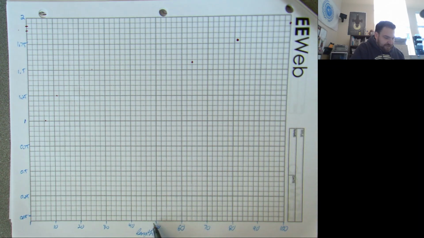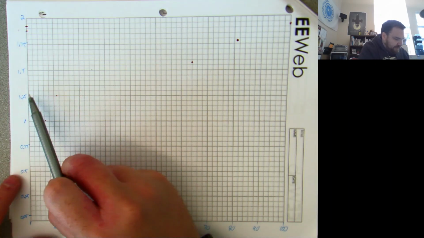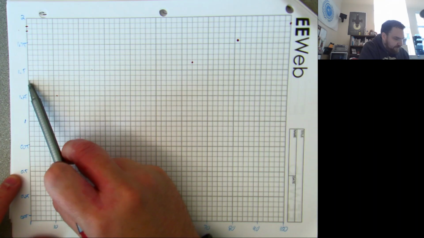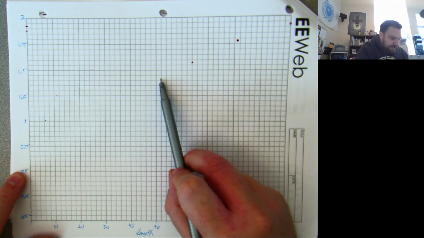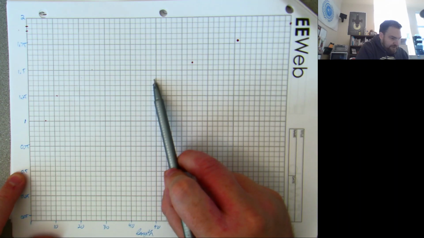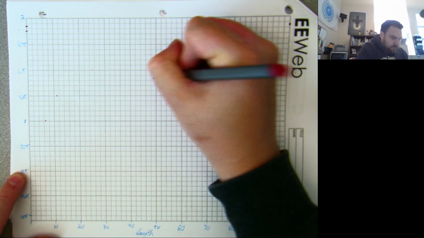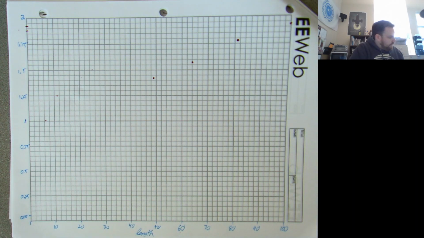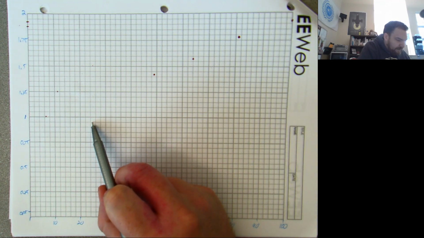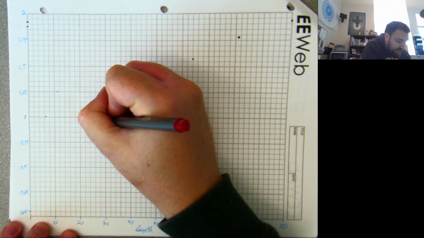1.42 and 49, so 49 is going to be halfway between 48 and 50. And then 1.42 is going to be, that's 1.25, 1.3, 1.35, 1.4. So 1.42 is halfway up there, right in the middle of that square. Now we need 0.96 and 25. So 25 is going to be there, and 0.96 is going to be up here. That's 0.95, so 0.96 is going to be just above that line. And 25 is going to be halfway between 24 and 26, so that's going to be right there.